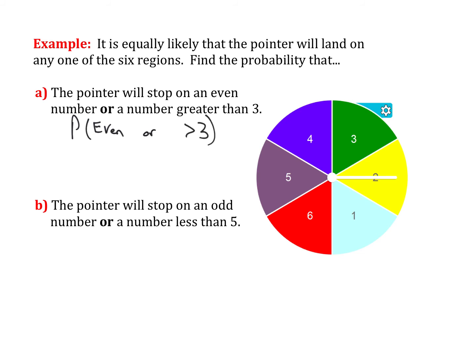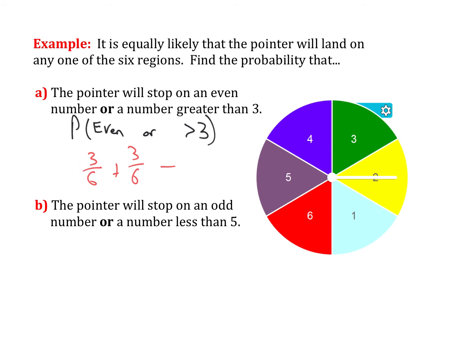So if I look at even numbers, I've got 2, 4, and 6. There are 3 of the 6 that are even numbers. Then I'm going to add numbers greater than 3: 4, 5, and 6. So there's another 3 there. But now I have to subtract away any value that got double counted.